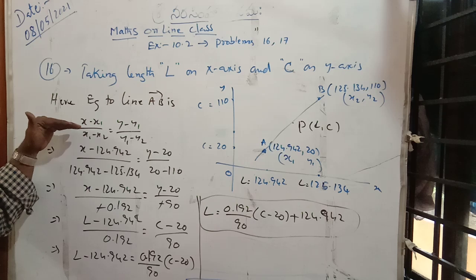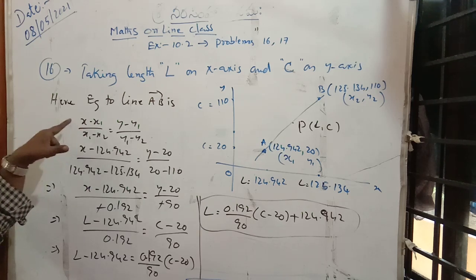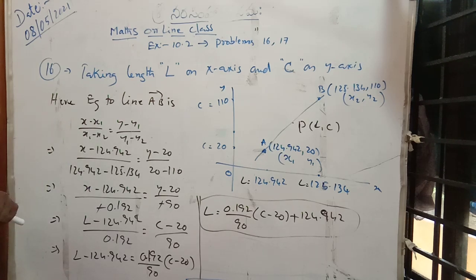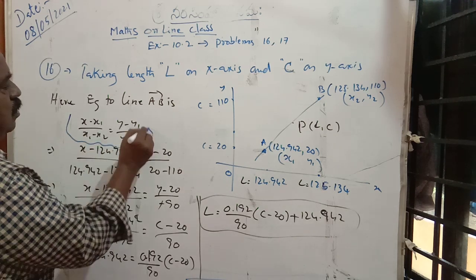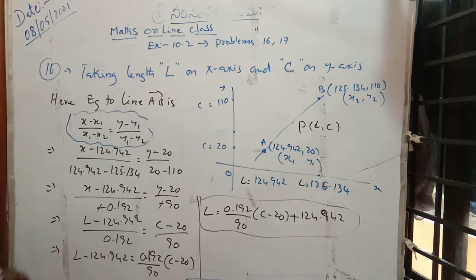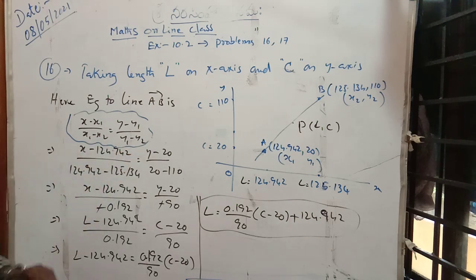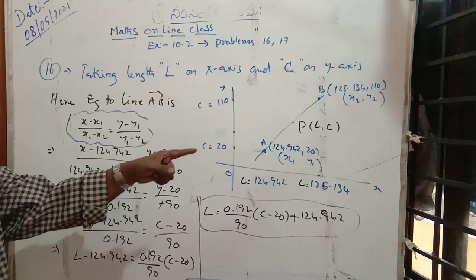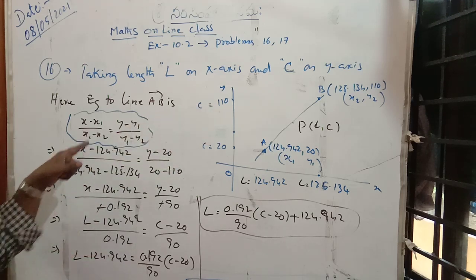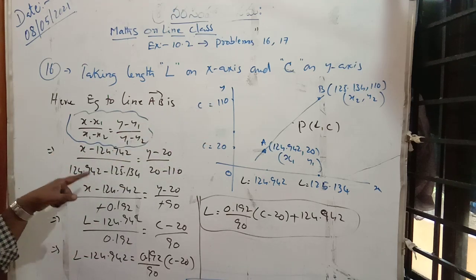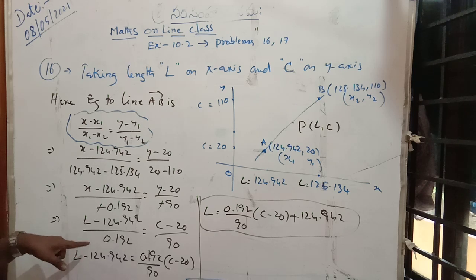So we use this 2-point form. You remember? This is the 2-point form: x minus x1 by x1 minus x2, equals y minus y1 by y1 minus y2. So what is x1, y1? It clearly is given. You substitute in it, so we can get the value.